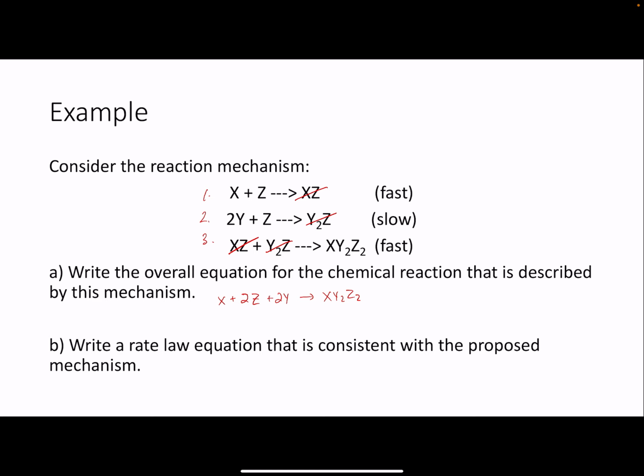Now, if we were to propose a rate law, again, it has to be based on the slowest step. So R is equal to K times Y to the exponent of 2 times the concentration of molecule Z. Okay, and again, for elementary steps, the coefficients become the exponents of the slowest step, which is called the rate determining step.